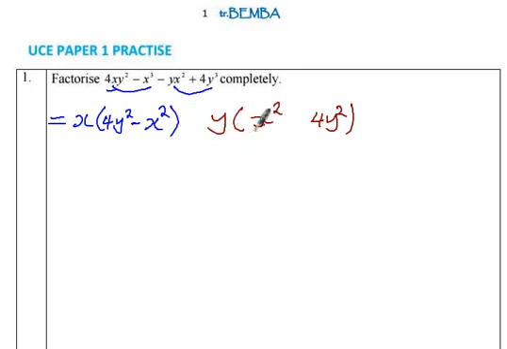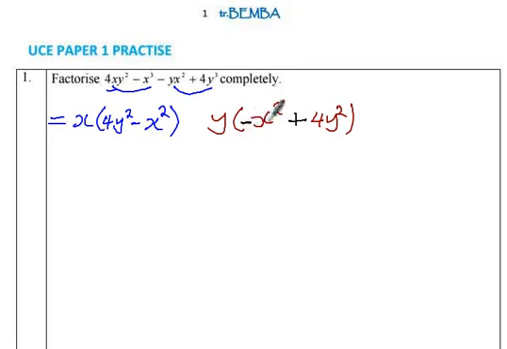When I look at my second bracket here and I compare it with this, I see that I have 4y squared, I have 4y squared. I have minus x squared, I have x squared here. So remember, we are dealing with factorization. Since I'm factorizing, my strategy here should be to make sure that what I have in brackets is the same. So that means I need this to be minus x squared, and I need this to be positive 4y squared.